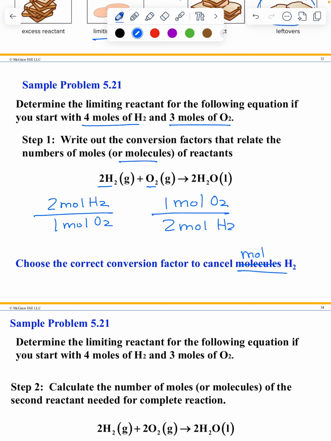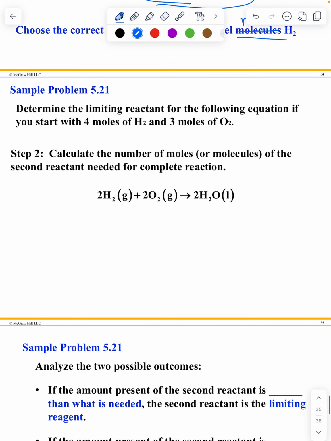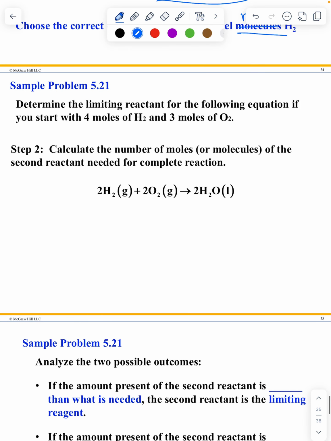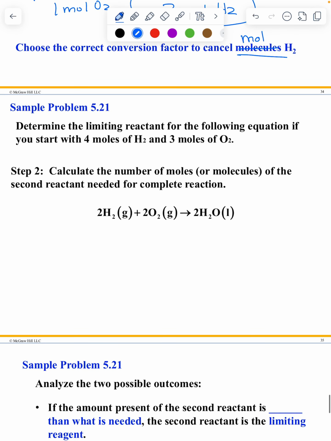All right, once we found our conversion factors, then it's just a matter of looking to see which one's going to run out first. So we can set up a problem, again, to relate molecules of H2 and molecules of O2. And so we're going to start with the 4 moles of H2. So 4 mole H2. And we're going to use that conversion factor that we found earlier.